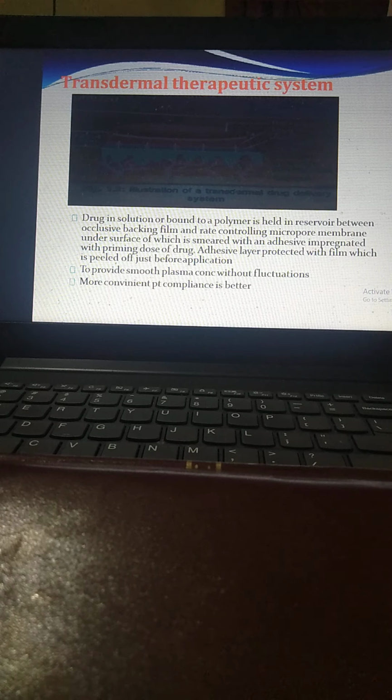Transdermal is another route, and it provides smooth plasma concentration without fluctuation. There is no fluctuation, so it is more convenient and patient compliance is better. So we cannot forget it. This is the transdermal therapeutic system, that's called the TDS.